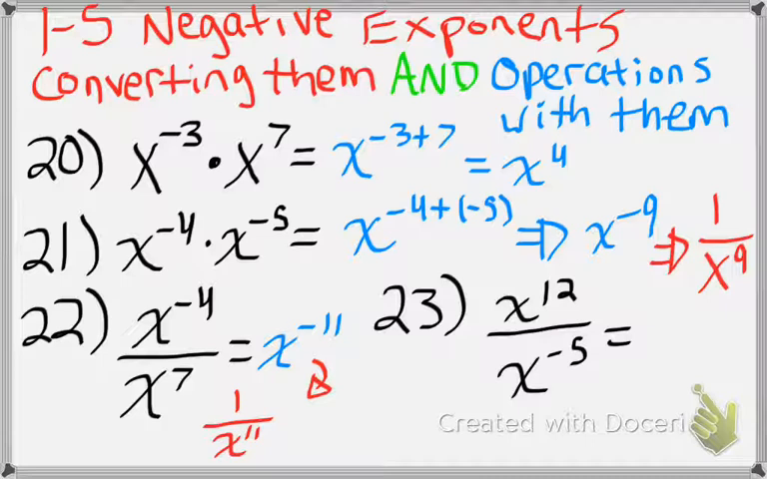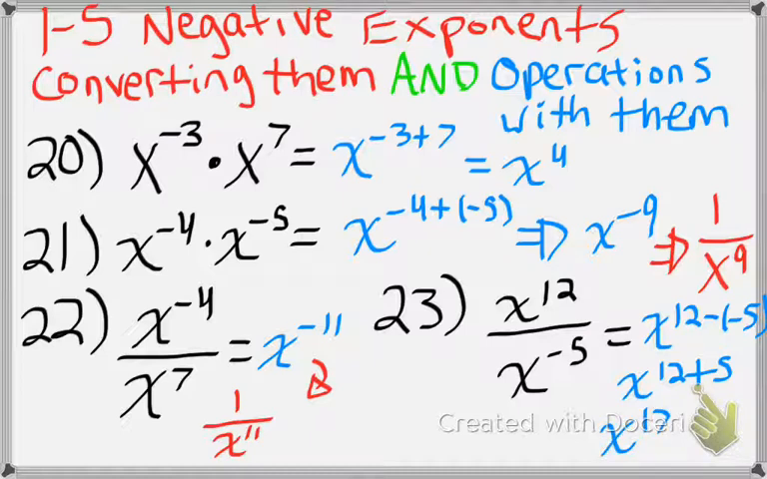Try number 23 if you haven't done so already. Number 23, you subtract anytime you're dividing with common bases. So you have 12 minus, and it's already negative 5, so it's 12 minus negative 5. You usually remember how to subtract the negative. When you subtract the negative, you end up adding. So what we really have is 12 plus 5, and that's going to give us x to the 17th power. And that's going to be our final answer, number 23.